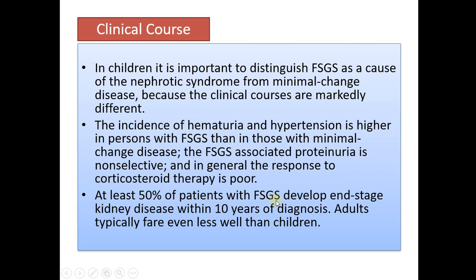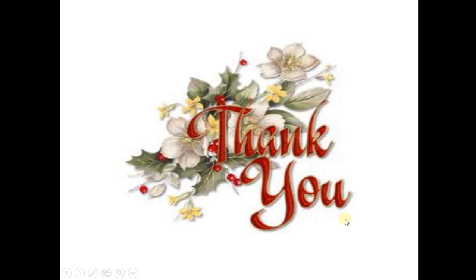50% of patients with focal segmental glomerulosclerosis will progress to progressive loss of nephrons, and ultimately more than 75% loss of the functional nephrons will lead to end-stage kidney disease, mostly within 10 years of the diagnosis. The response and the prognosis of the disease in children is better than in adults. Thank you very much.